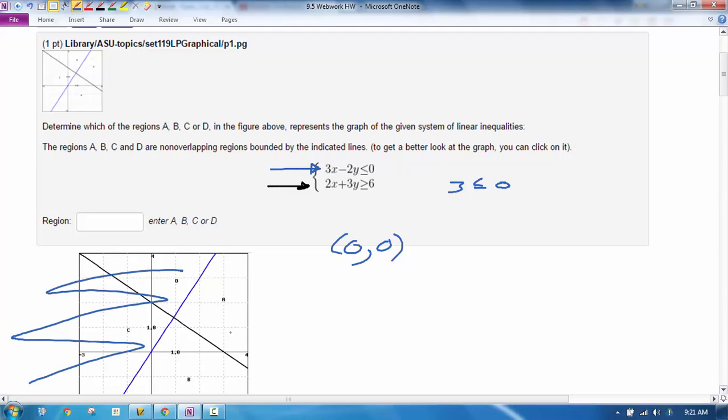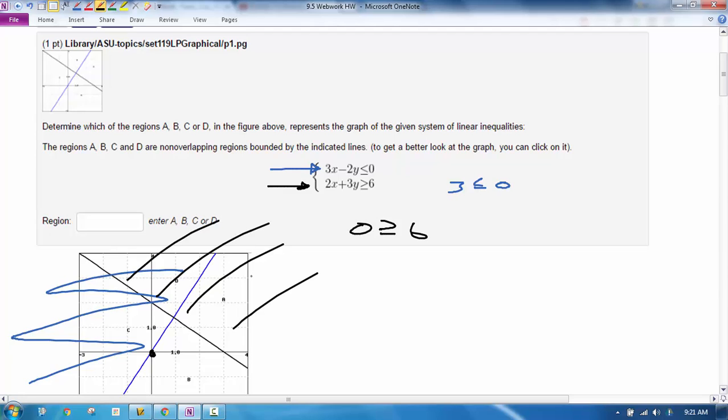And then the black line, I do the same thing. I say, okay, choose a test point. So an easy one. I'm going to pick 0, 0 and see if that's in the solution set for the black line. Now, when you pick 0, 0, you get 0 is greater than or equal to 6, which is not true. Therefore, I'm going to have to shade the other side of the black line, which is this side up here. So the overlap would be this part, which is D.